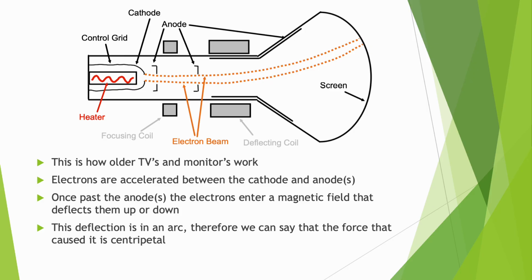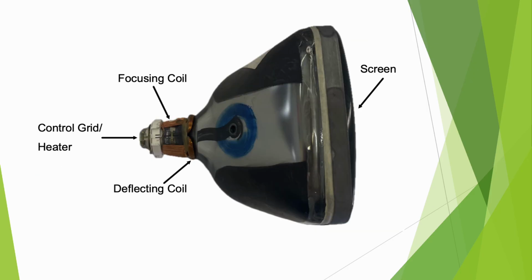So I'll show you a picture of a cathode ray tube so you can see more or less what it should look like. You can see that the left side of that drawing I elongated so you could see things a lot more, but essentially we have a control grid or heater on the one end, then we've got our focusing coil, a deflecting coil, and our electrons end up coming out towards the screen.